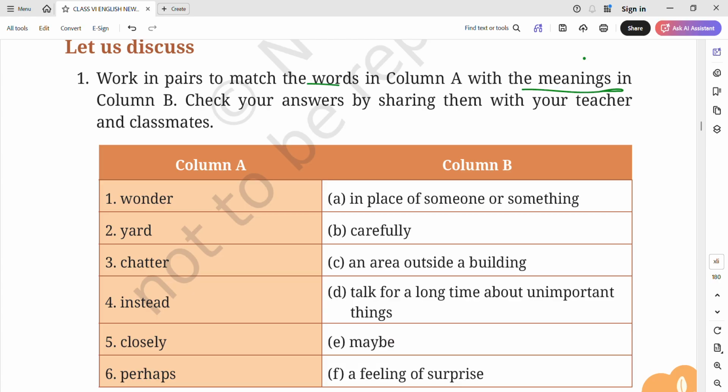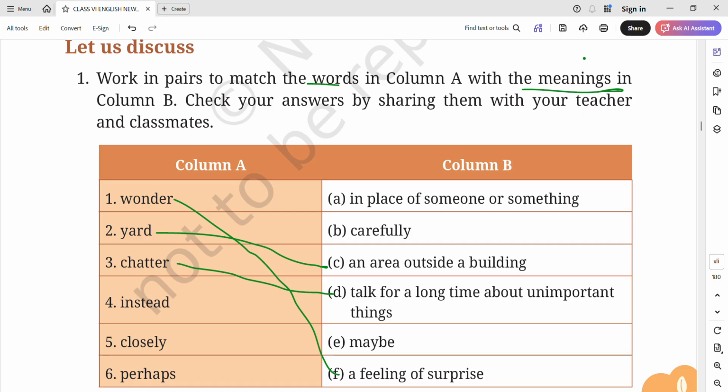And you are going to check your answers with the teacher, so we need to find out the correct answer for this. So wonder means a feeling of surprise, so our answer will be F. Number 2, yard is an area outside a building. In the lesson we have done that. Coming to the next, chatter is to talk for a long time about unimportant things.